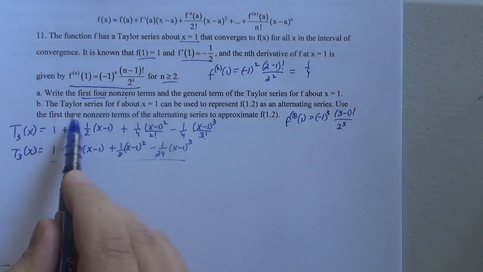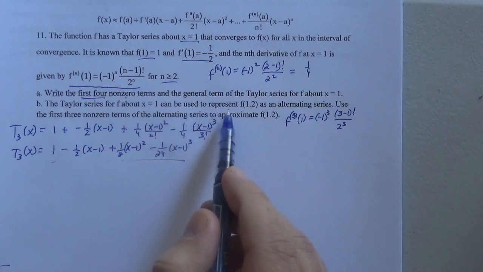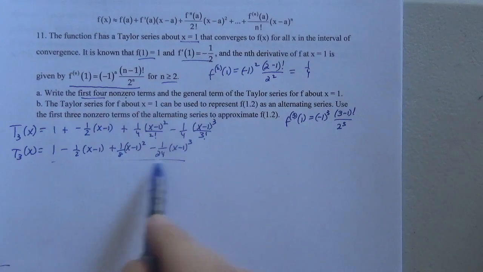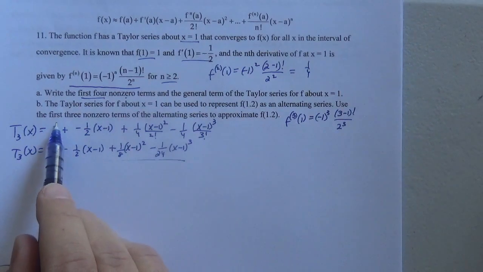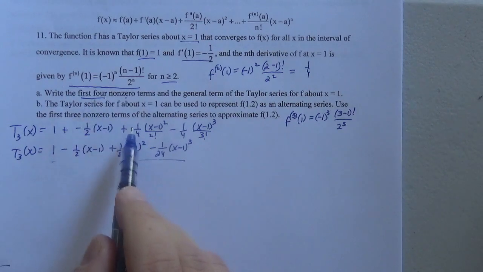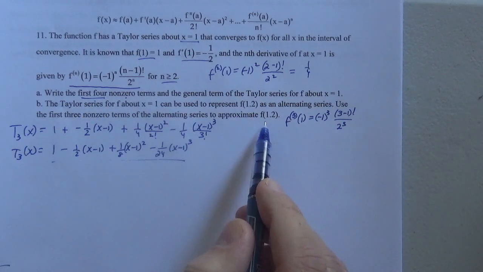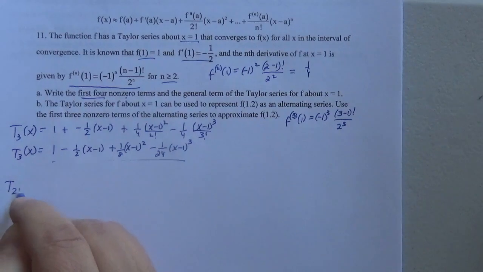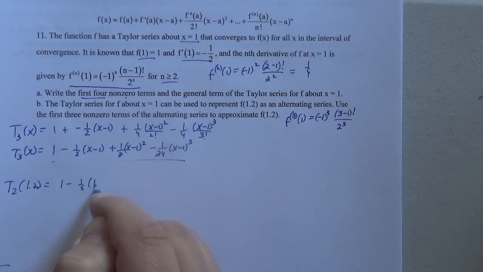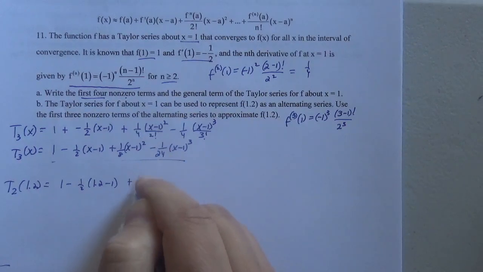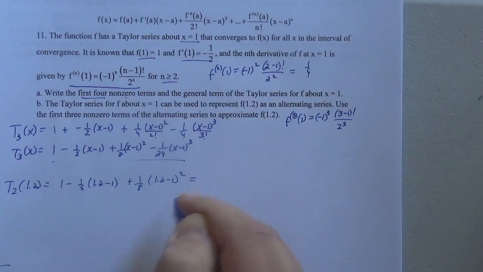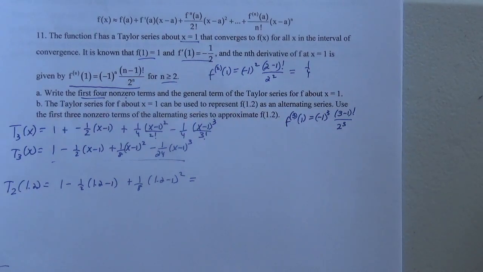Notice it says the Taylor series about x equals 1 can be used to represent f of 1.2 as an alternating series. This thing's alternating, very exciting. Use the first 3 non-zero terms, not 4 non-zero terms, to approximate 1.2. So we're just going to do T2 of 1.2. That's going to be 1 minus a half (1.2 minus 1) plus an eighth (1.2 minus 1) squared. And that's equal to some decimal. I don't feel like taking my calculator out.